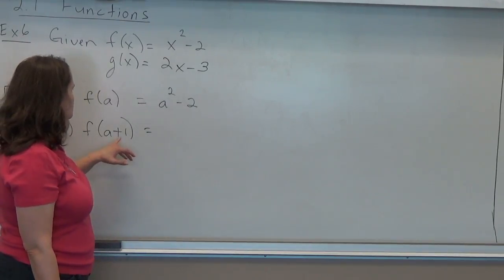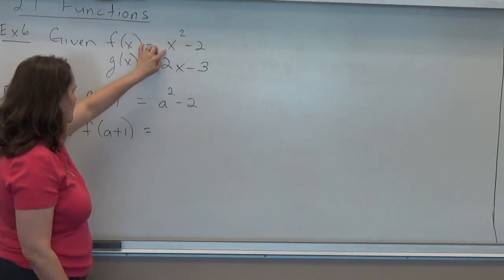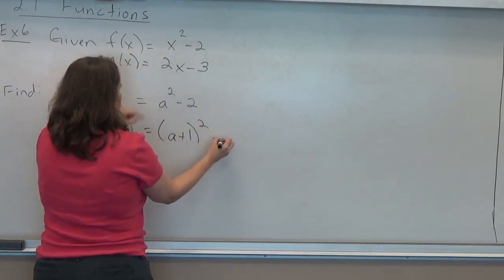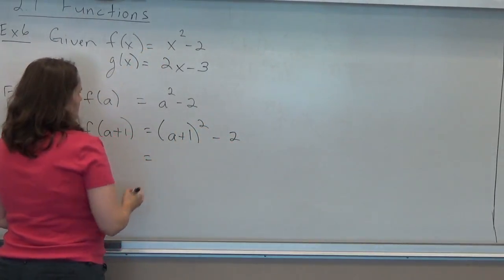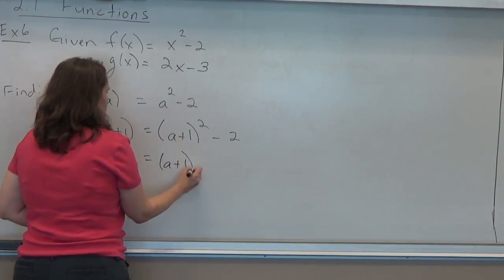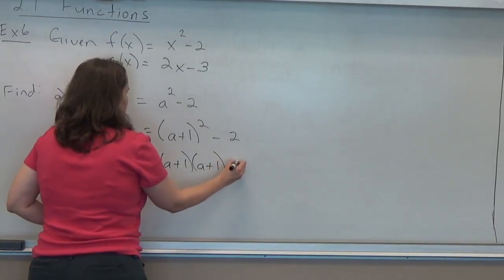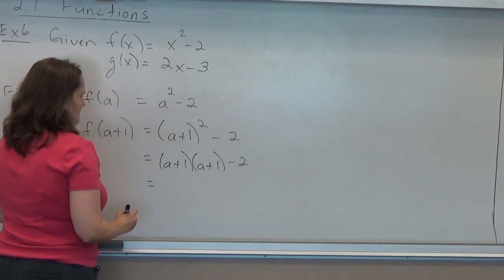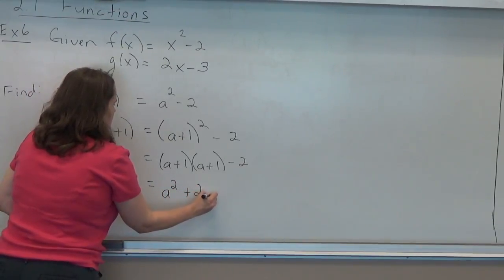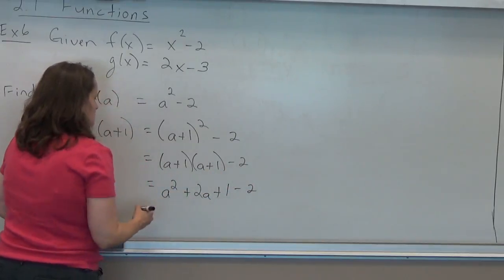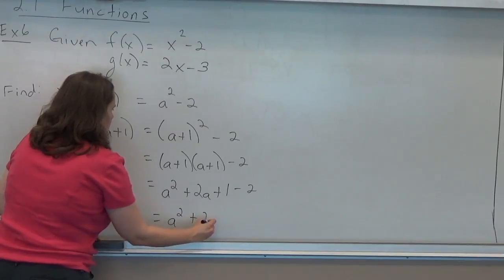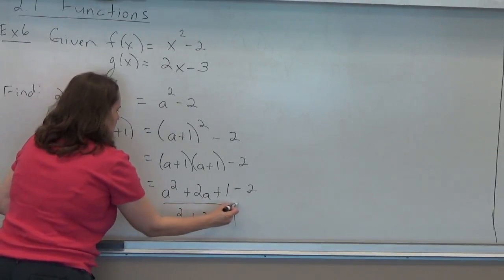Okay, so you're going to substitute a plus 1 here for your a. You need to use parentheses, a plus 1 quantity squared minus 2. Alright, this is a binomial, so you'll expand it out. A plus 1 times a plus 1 minus 2. We need to FOIL. This is going to give us a squared plus 2a plus 1 minus 2. Combining like terms, I've got a squared plus 2a minus 1. And that's as far as I need to take it.